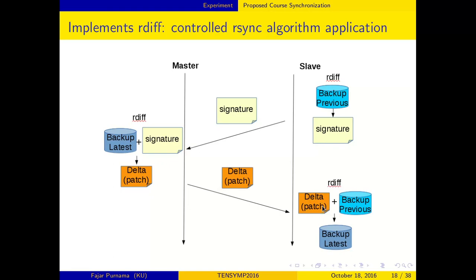The delta or the patch file contains instructions of whether to remove content that exists on the old backup file but doesn't exist on the new backup file, and it also contains adding instructions to add new contents which exist on the new backup file but don't exist on the old backup file. And finally, it contains an instruction to modify a file, where the data on the old backup file has been modified on the new file. This way, it will generate a new backup file identical to the master side.